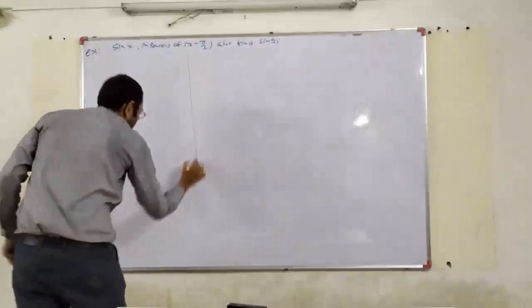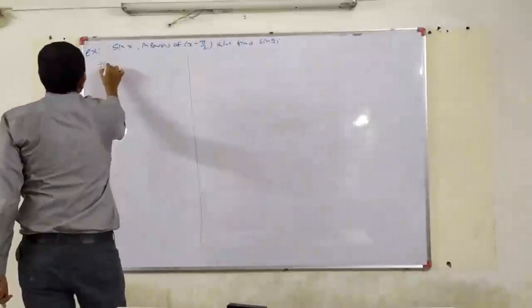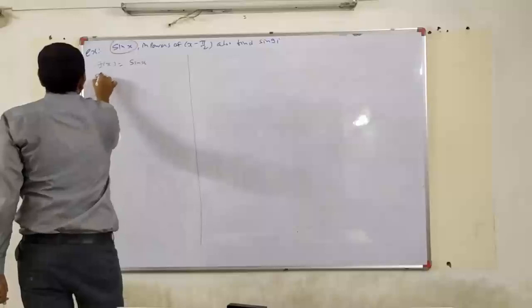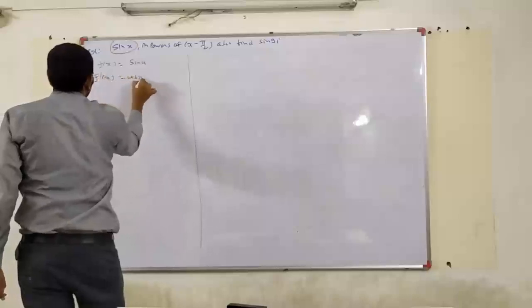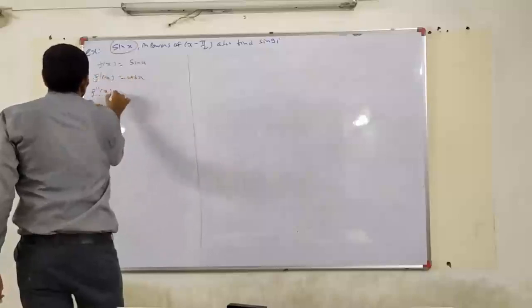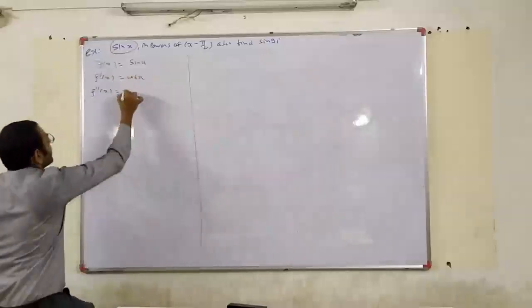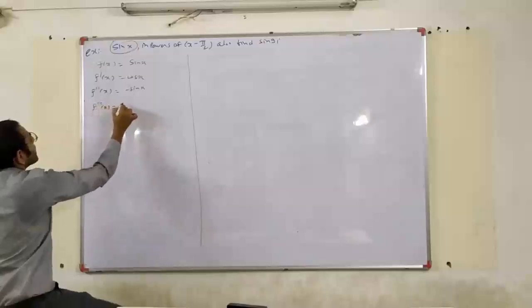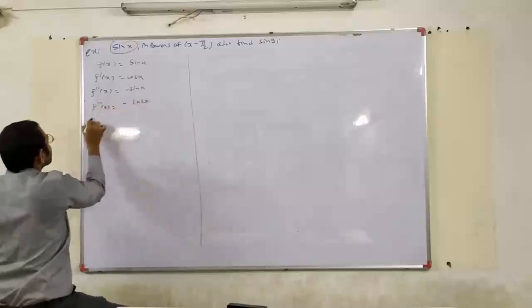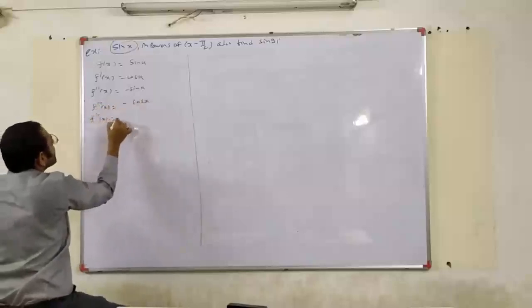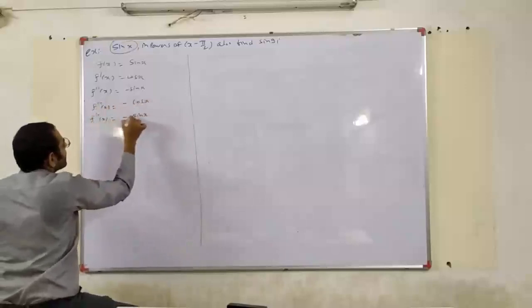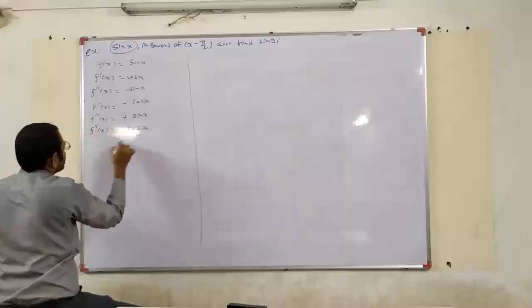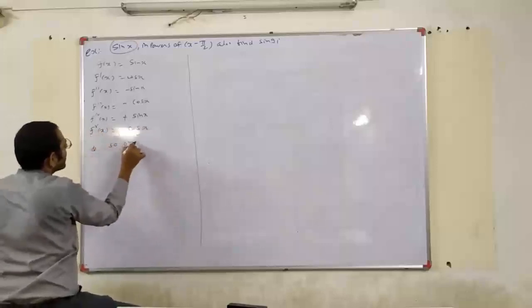First of all, what is the function? That is our sin x. Then the derivative is cos x. Again the derivative, then minus sin x. Three times differentiation gives minus cos x. Four times differentiation gives sin x. Five times differentiation gives cos x, and so on.